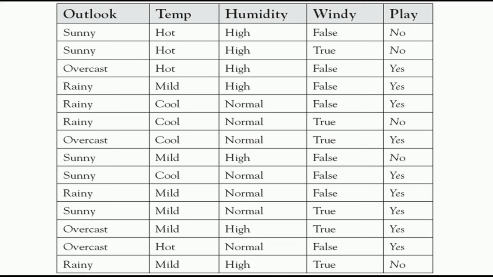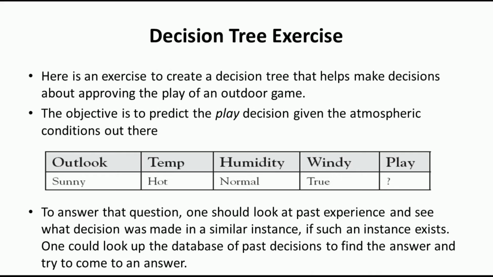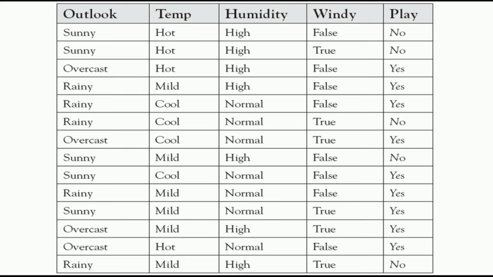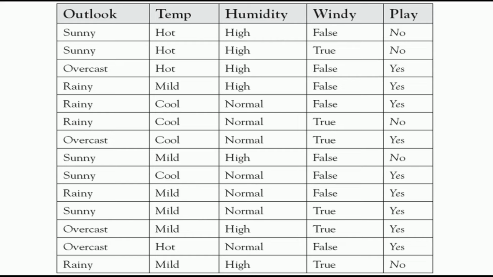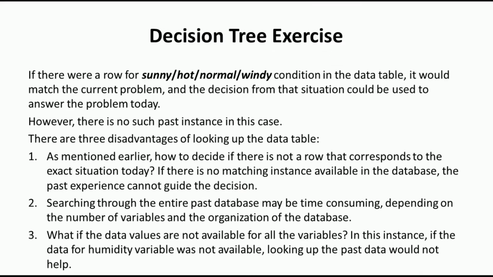But many times it may not happen. So if you try to search for this one, no, sunny, hot, normal, true, you may not be getting that particular thing directly here. That's the reason you may not come up with a final answer directly. What we need to do is come up with a decision tree, and then ask these questions like what is overcast, what is temperature, what is humidity, what is windy, and then come up with a solution. That's how it actually works.